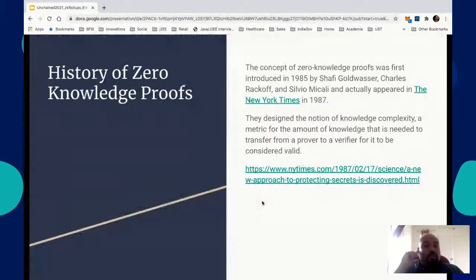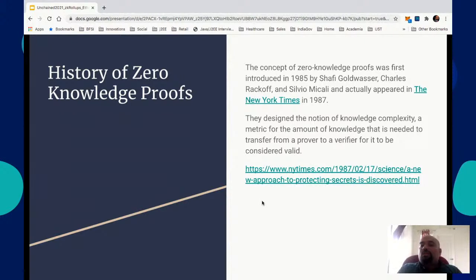When you look at the history of zero knowledge proof, it was first introduced in 1985 by three famous cryptography researchers: Shafi Goldwasser, Silvio Micali, and Charles Rackoff. And it first appeared in the New York Times in 1987. That's the most interesting part. They didn't publish in an IEEE journal or in academic journals or university publications. Instead, they published in the New York Times. This is just like how in 1977, the RSA group published in Scientific American, I think.